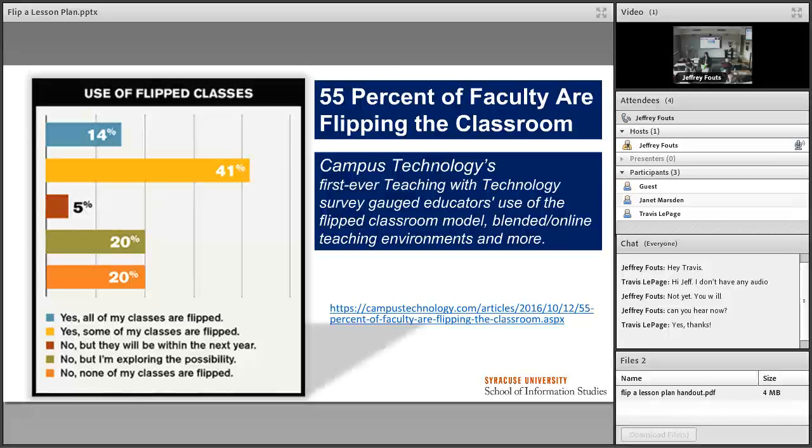Everybody need a pen? Hey, you want to remind the people online that they can download that document? I'm going to do that. And for Travis and Janet, right under the files, 2 down here, you can download the packet and follow along.